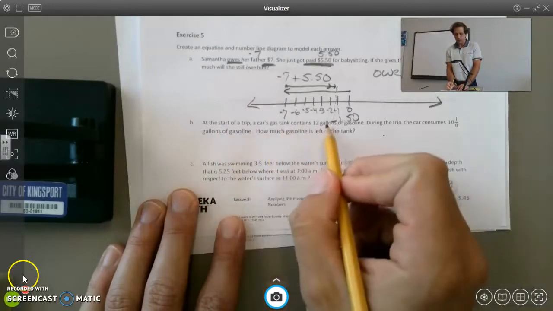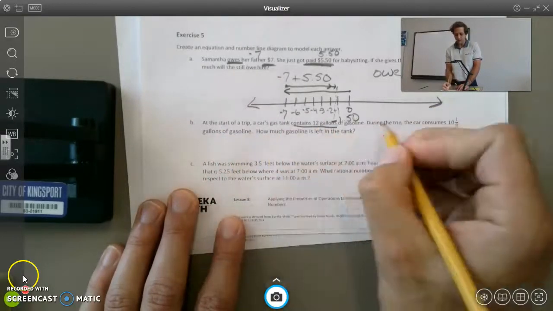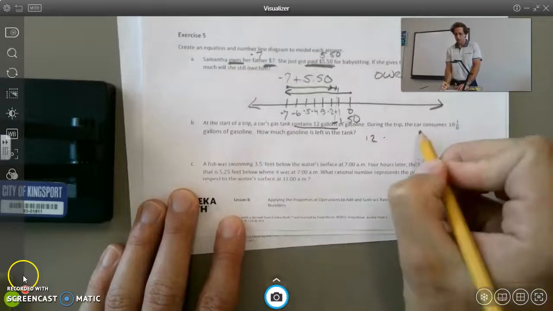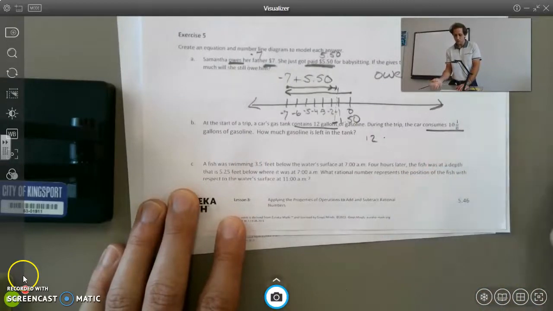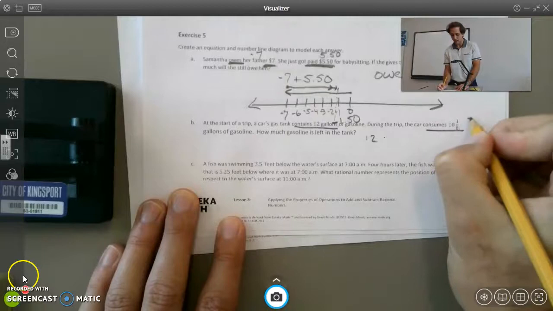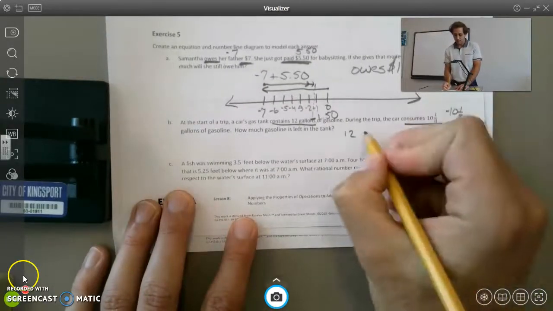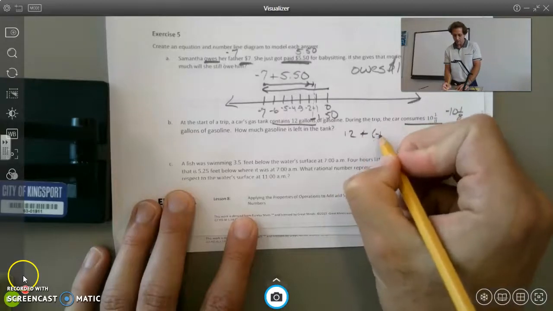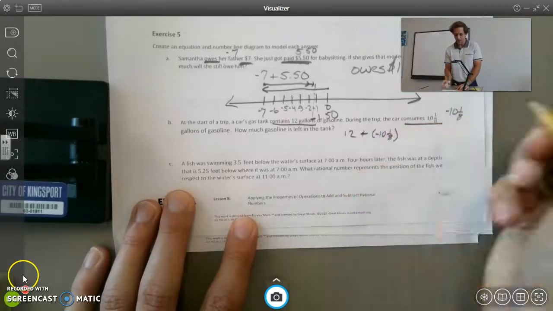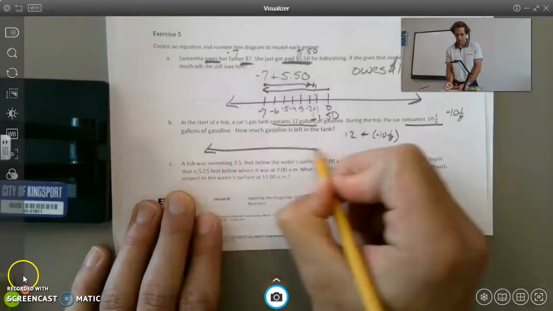At the start of a trip, a car's gas tank contains 12 gallons. That sounds like a positive 12 to me. During the trip, the car consumes, it uses it up. That means that's going to be a negative value. That gas is going away. So plus negative 10 and 1/8. Let's throw that on a number line.